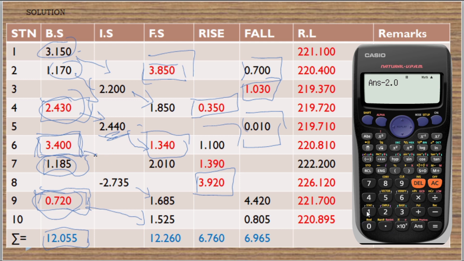After getting that, you subtract 3.44 minus 2.010, and you'll get your answer as 1.390. So that will fall under the rise, that is a positive.